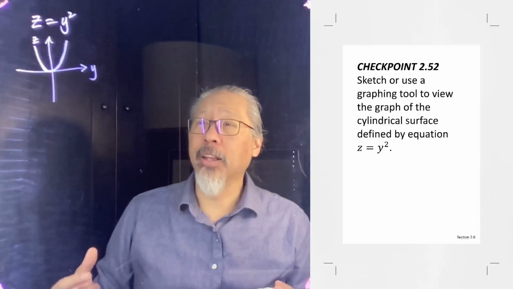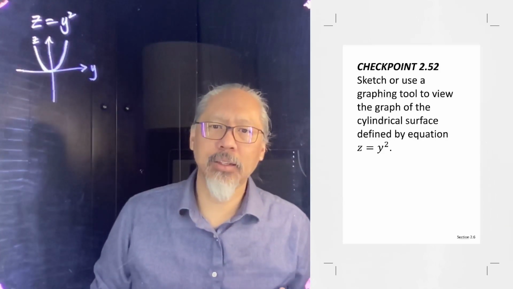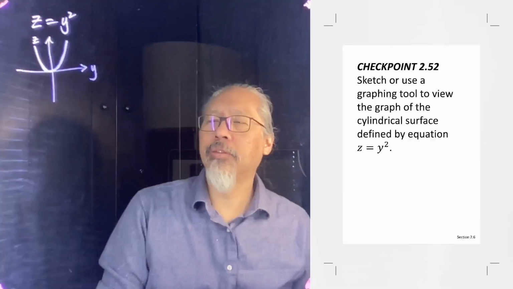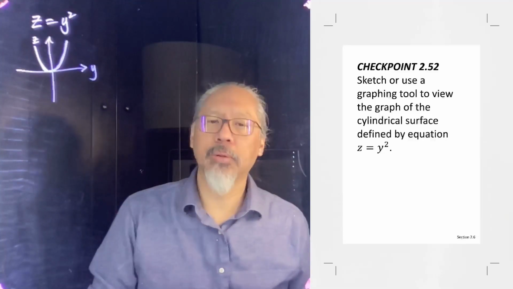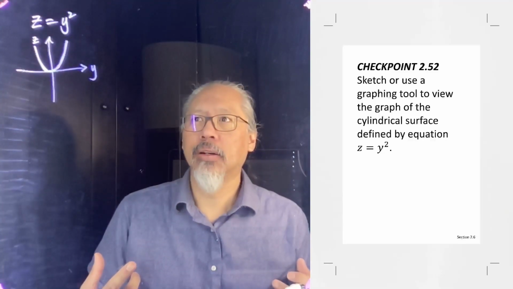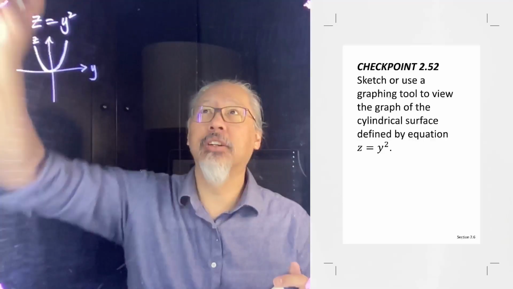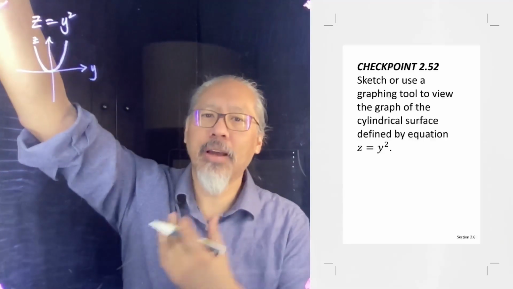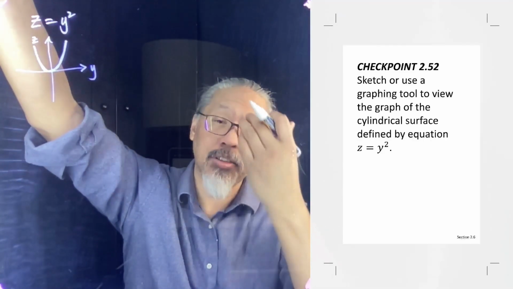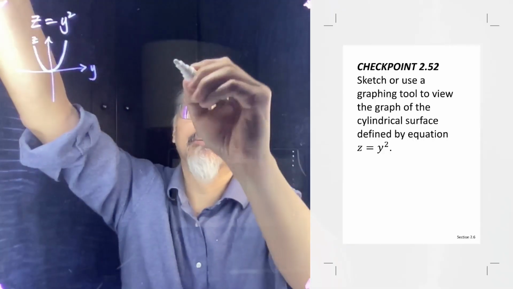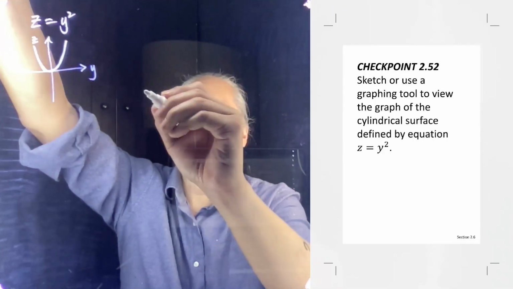So we'll start off with that, and the idea behind a cylinder is that one of the variables is missing, so you would imagine drawing a two-dimensional graph with the two variables and then sweeping that graph along the third variable that's missing. Alright, let's attempt to draw it now.